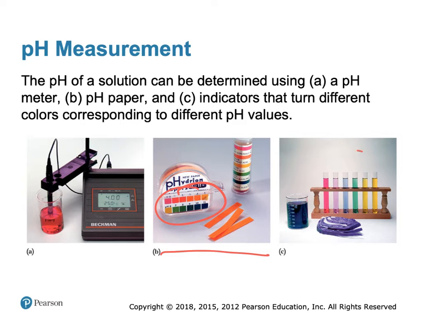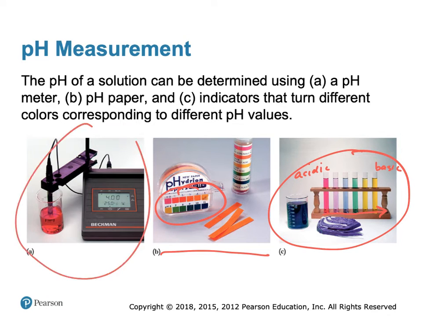Here in figure C is an example of an indicator. This is an indicator that you can make up in your own home. It comes from red cabbage, and you boil the red cabbage solution. When you have a solution that has an acidic pH, it turns pink. If you have a more basic solution, that is where you can get this change to a yellow color. So you can see, depending upon the pH of the solution, you get a variety of colors.